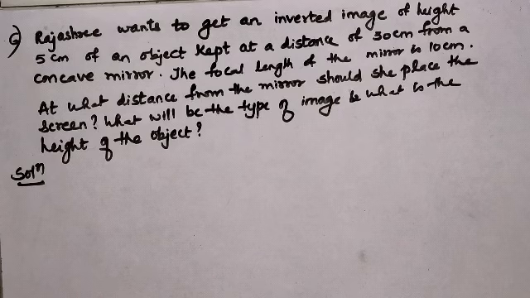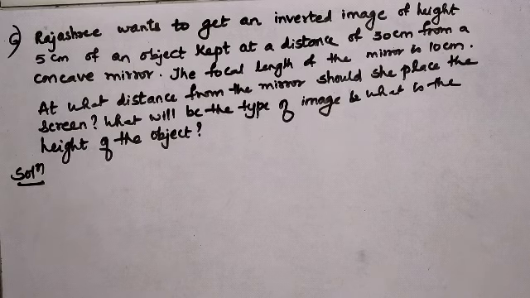We'll take up the sixth question. Rajeshri wants to get an inverted image of height 5 centimeters of an object which is kept at a distance of 30 centimeters from a concave mirror. The focal length of the mirror is 10 centimeters. So at what distance from the mirror should she place the screen so that she can get an image, what will be the type of image, whether it will be a real or a virtual image, and what will be the height of the object.